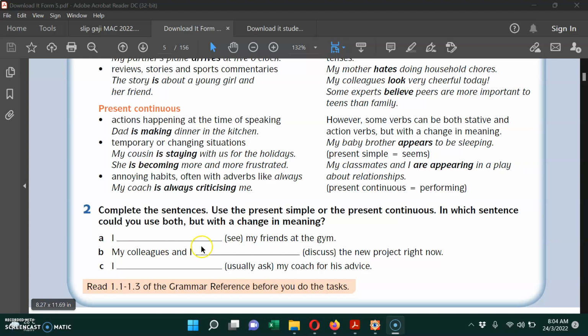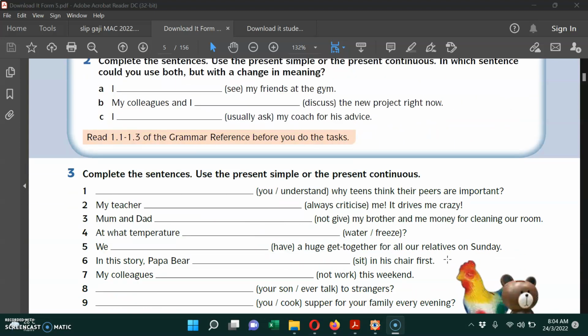Number B, my colleagues and I are discussing the new project right now. Yang ini gunakan present continuous sahaja. Okay, are discussing. And C, I usually ask my coach for advice. Okay, I usually ask my coach for his advice.